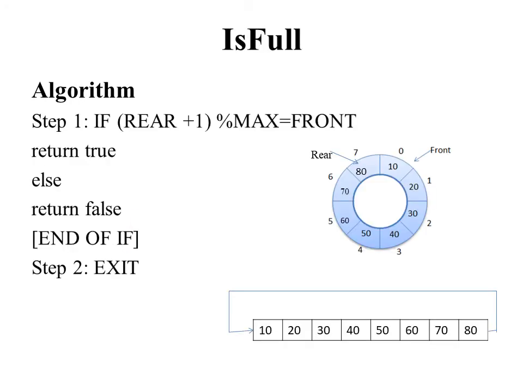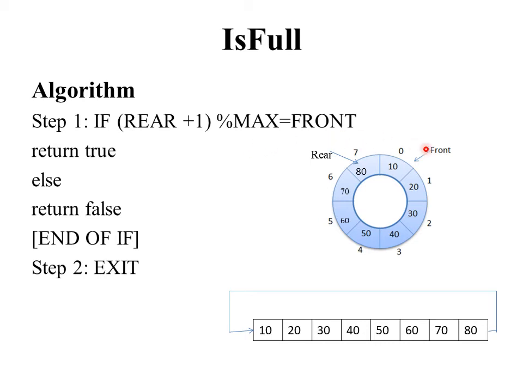Is full. In the is full operation, the algorithm is step 1: if (rear + 1) mod max is equal to front. Here our array size is 8, which means max is 8, with positions 1, 2, 3, 4, 5, 6, 7 and 8. The value of rear is 7. So 7 plus 1 is 8, and our max value is 8. So 8 mod 8, the answer is 0.